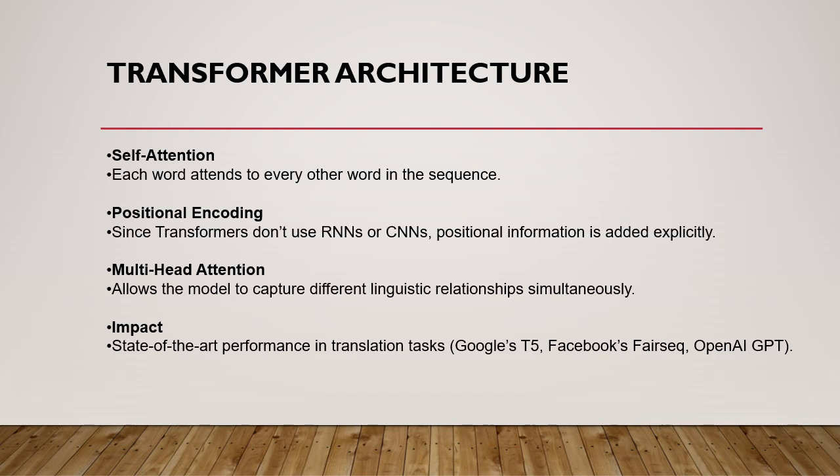Transformer architecture. Transformers are the most powerful neural machine translation models today. Their key innovations include the self-attention mechanism. Every word in a sentence attends to every other word. Multi-head attention captures multiple relationships between words. Positional encoding ensures order is preserved without recurrence. These features make transformers the backbone of modern artificial intelligence translation tools.